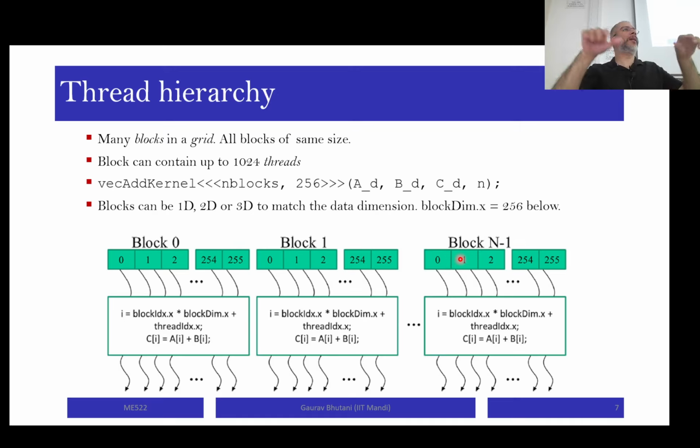So if your data is 2D, like if you're adding 2D matrices, then you can generate 2D blocks, and each block has threads in 2 dimensions. Then you will have blockIdx.x and blockIdx.y, because you have blocks in X direction and blocks in Y direction. Similarly, when you have threads in 2 dimensions, you'll have threadIdx.x and threadIdx.y. So each block will have threads in both directions.